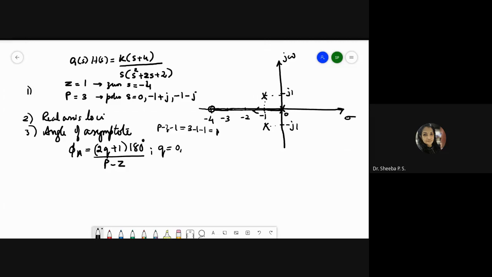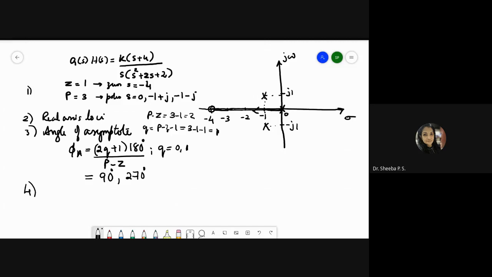Here p - z = 3 - 1 = 2, so q varies from 0 to p - z - 1, that is 0 and 1. When you substitute q = 0 and q = 1, you get the asymptotic angles of 90 degrees and 270 degrees. So those two angles we get, and the angle we can draw.